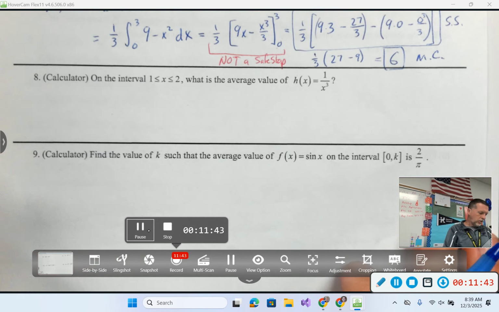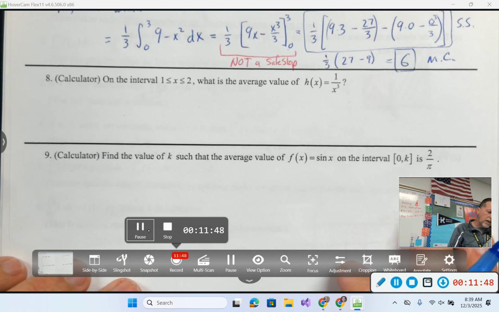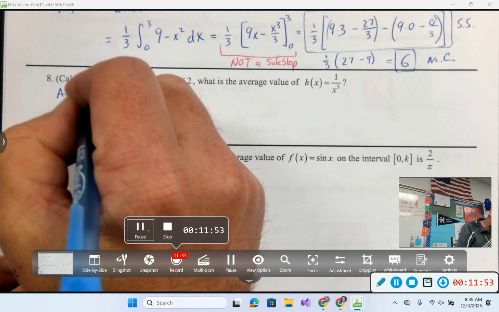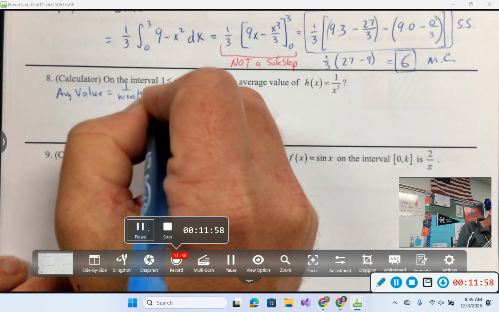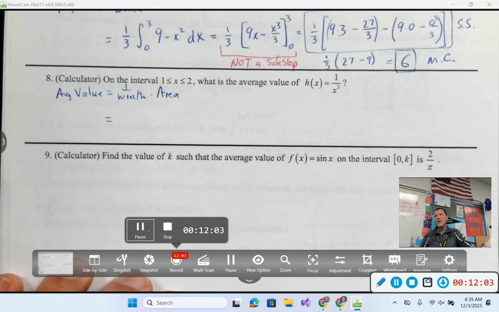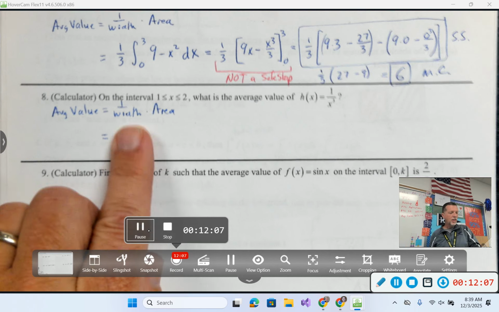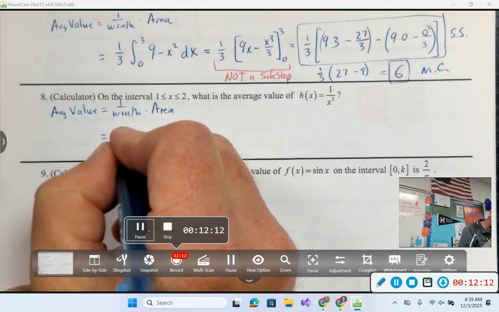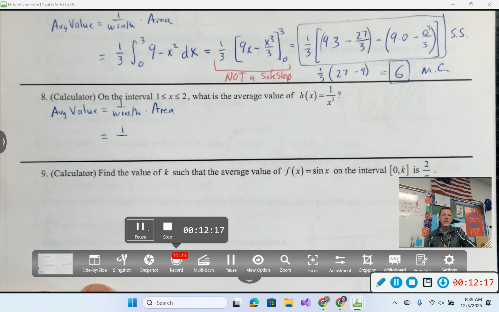Okay, 8 says use a calculator. On the interval 1 to 2, what is the average value? Okay, so the setup is the same. Average value is 1 over the width times the area. Again, most of you are not going to write that word equation. You're just going to jump straight to the formula. But it helps me remember the formula if I know where it comes from. So 1 over, what's the width of this area? Just 1.